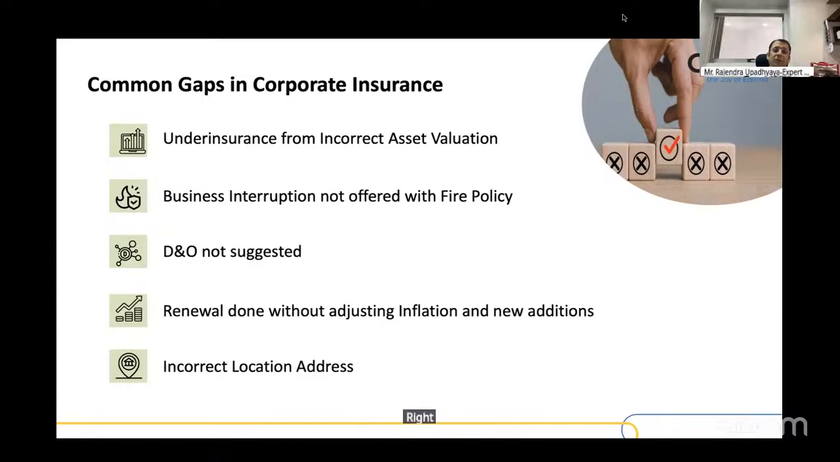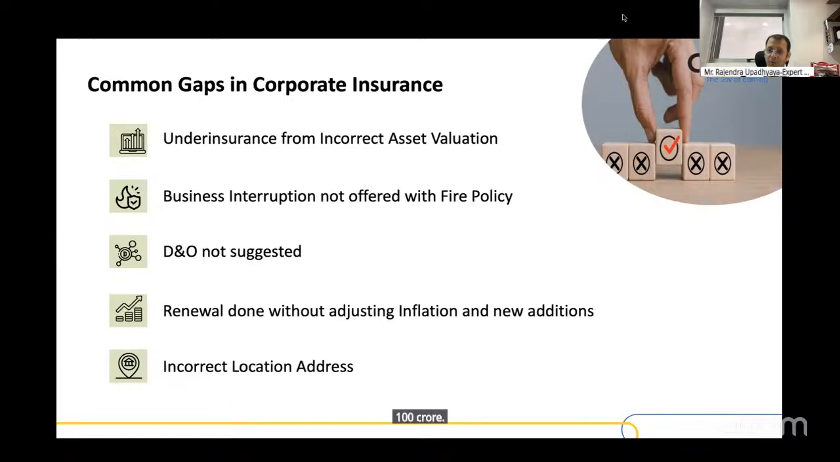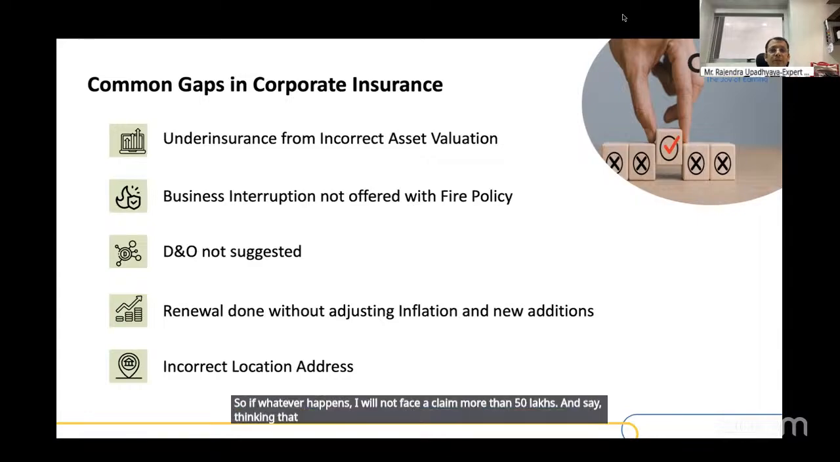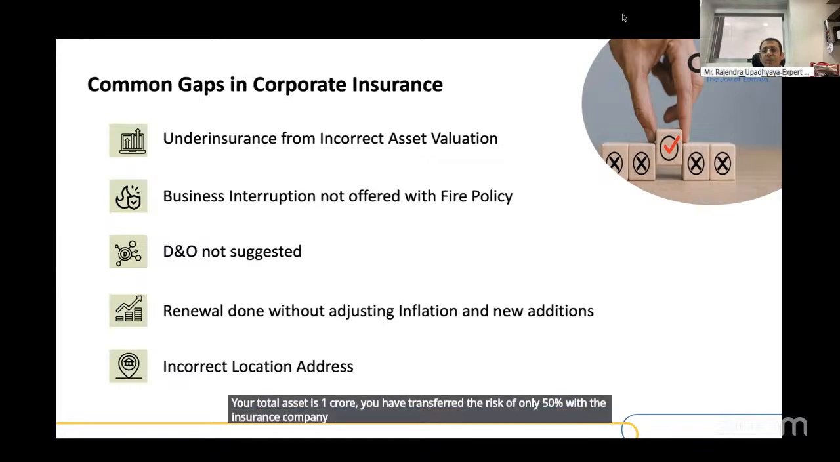Right. One of the things which is very typical is that when you take insurance, suppose your total asset is 1 crore, and you foresee that your risk at any point will not exceed 50 lakhs. So whatever happens, I will not face a claim of more than 50 lakhs. Thinking that, you take insurance of 50 lakhs and save 50% of your premium. So your total asset is 1 crore, you have transferred the risk of only 50% to the insurance company, and the balance 50% risk you have retained with you.